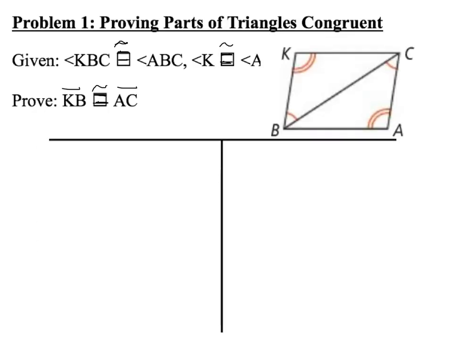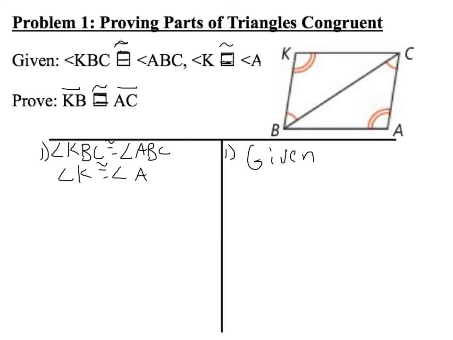When I'm looking at my proof, my first statement and my first reason would be my given, and the reason is because it's given. Before I can prove that these two side lengths are congruent, I want to prove that these two triangles are congruent. If I look here, I have my two angles as shown in the diagram. And now as I look at this picture, I see that I have an overlapping side.